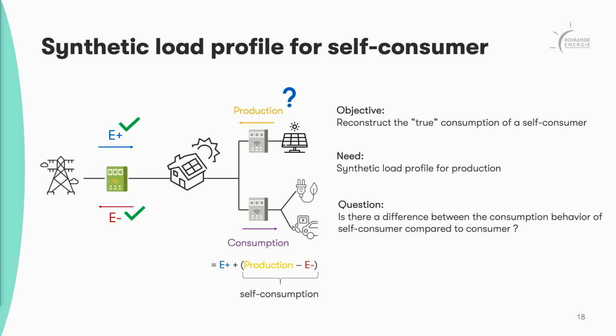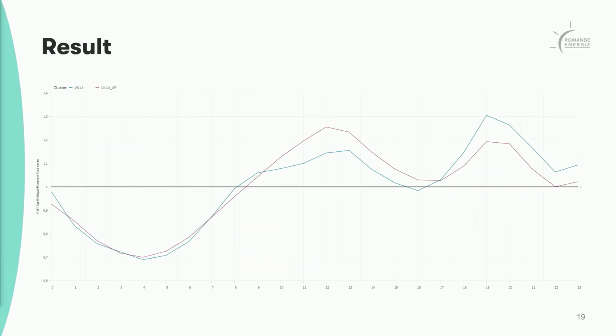And then there is this $1 million question, which is: is there a difference between the consumption behavior of self-consumers compared to consumers? What we observed here is that the answer seems yes. The blue curve is the curve we would usually see in the books, with a bigger peak around 7 p.m. and a smaller peak around midday. This curve is the one we obtained for individual villas without PV generation. On the other side, we obtained the purple curve for the self-consumer, and we see that the peaks are inverted.